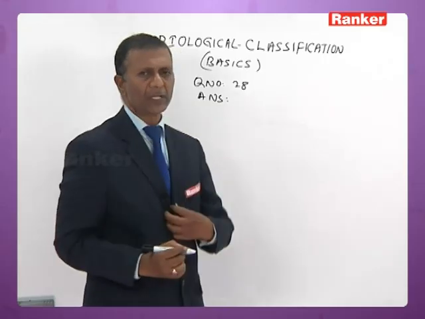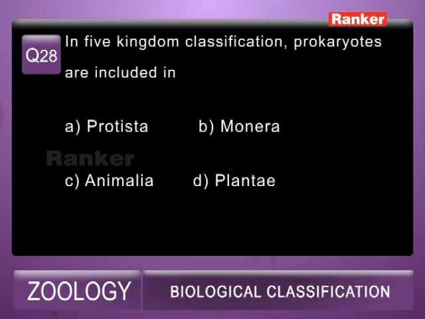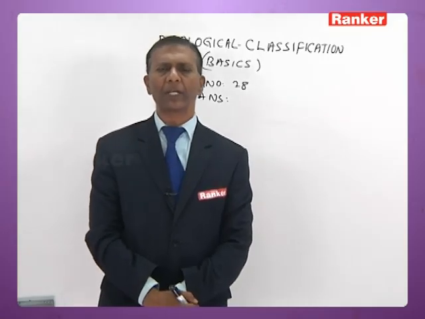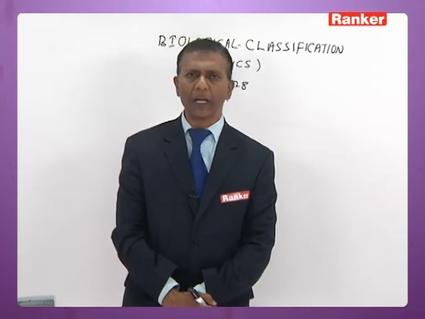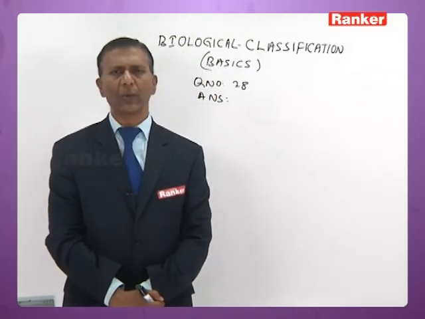Now 28th question here. In 5 kingdom classification, prokaryotes are included in A. Protista, B. Monera, C. Animalia, D. Plantae. This 5 kingdom classification was put forth by R.H. Whittaker. He divided the organisms into 5 kingdoms.